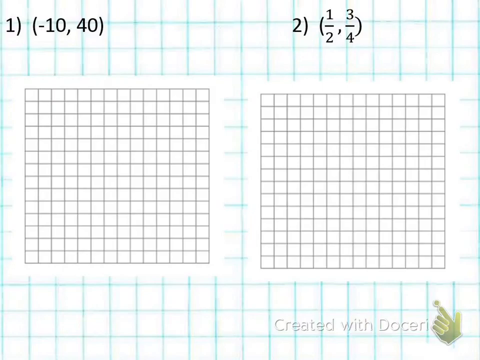So on number 1 it says graph negative 10 and 40. You have to make sense of your paper or create an environment. So draw an x-axis, draw a nice y-axis. Okay, put some arrows at the end to represent each. Okay, and we want to look at the numbers. It says negative 10, 40, right? The biggest number is 40, right?